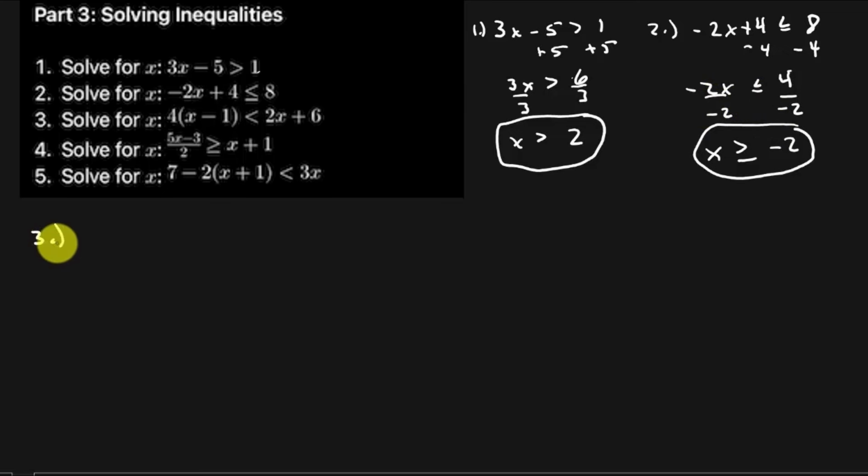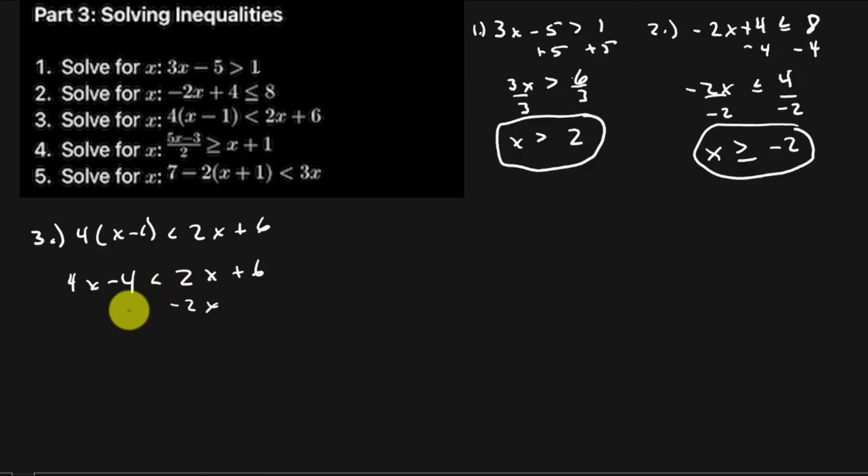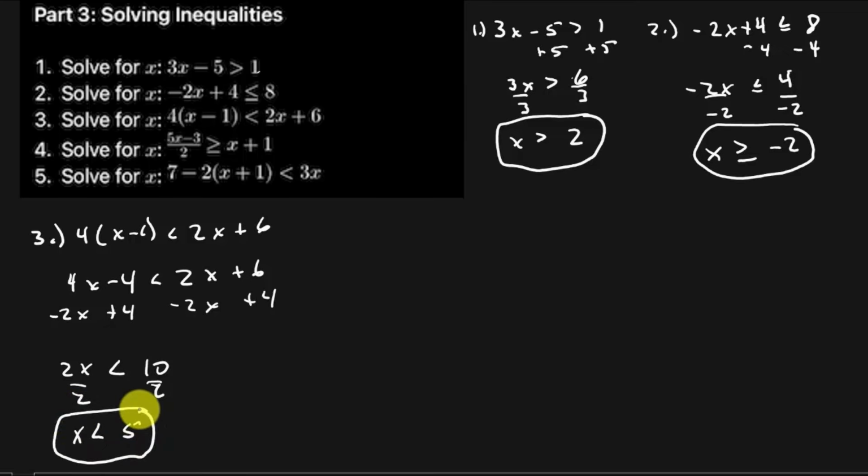All right, let's look at problem 3. I got 4 times x minus 1 is less than 2x plus 6. So 4x minus 4, clearing the parentheses, is less than 2x plus 6. Subtract 2x to both sides, add 4 to both sides. I get 2x is less than 10. Divide by 2, x is less than 5. All right, not too bad.